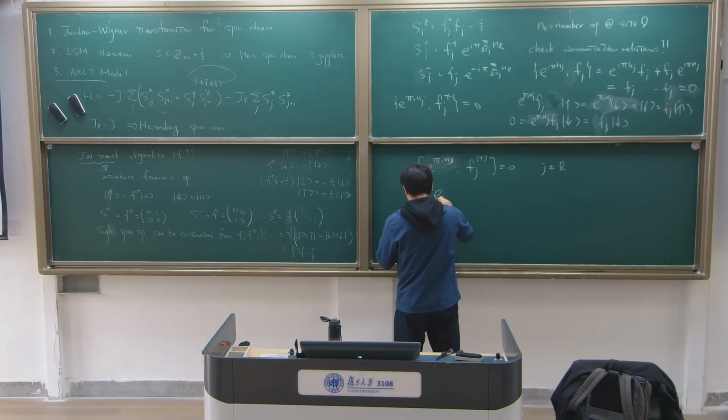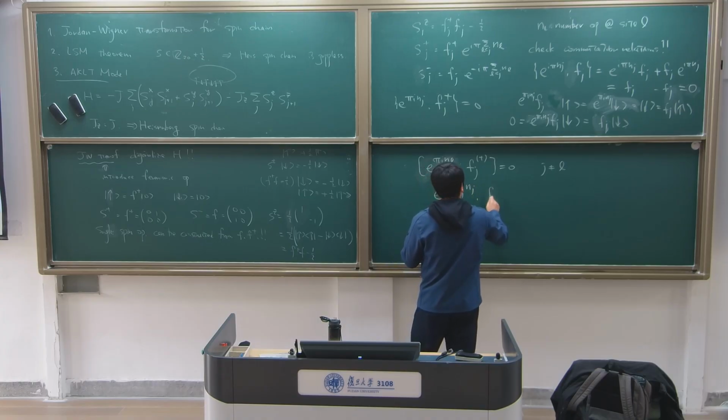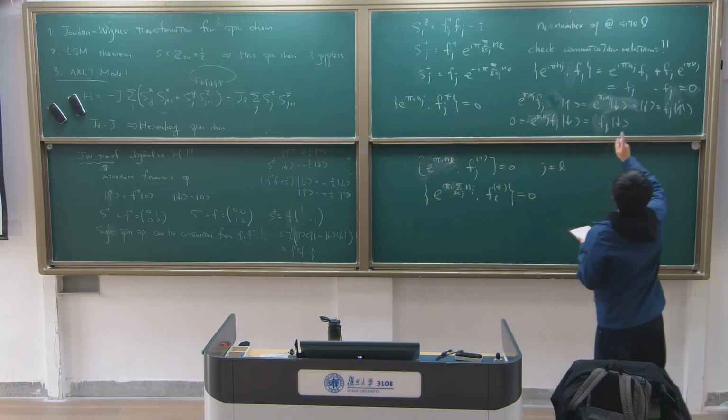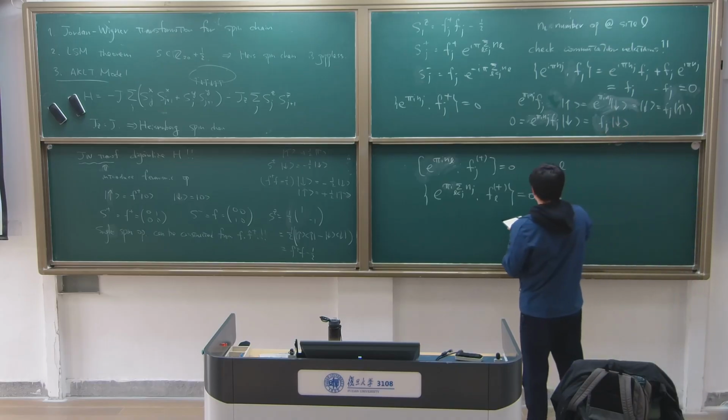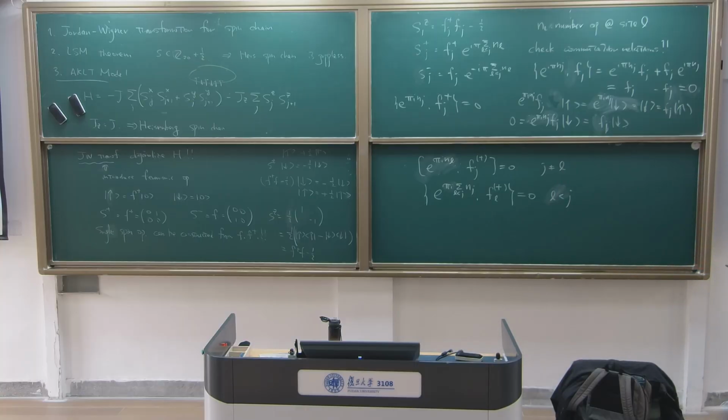you can check out the e to the i sum over l. This is anti-commute. Because of this. When l is less than j. Okay, so that's what we're doing.